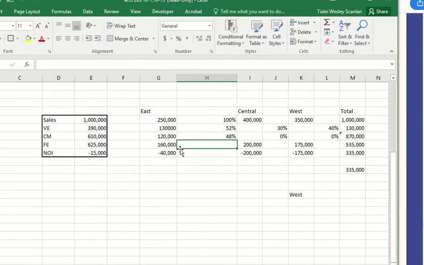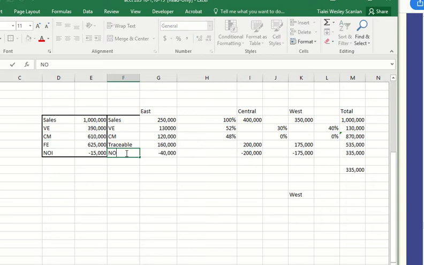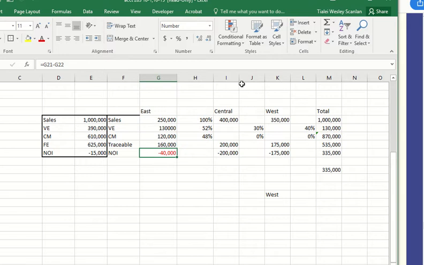Also 48%. They gave you this information, 160,000 traceable, right? This is traceable, and then these are contribution margin, and these are by division. So this is my division segmented net income using contribution margin format. NOI is negative. My East division is not making very much money. As a manager, I'd highlight that and say, this could be the problem area that's bringing down our sales.